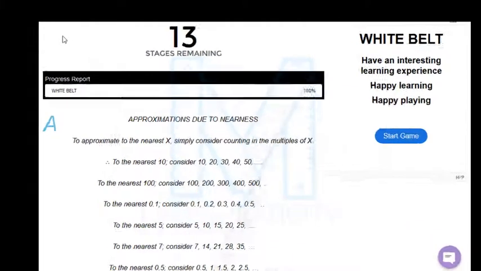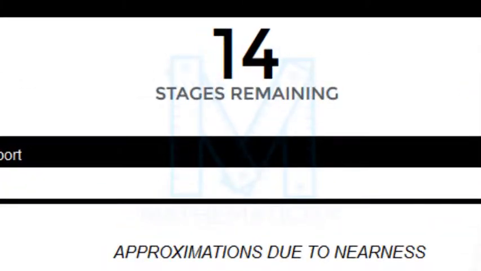Welcome to Math City Games, the first stage of Approximation 2. Here we want to show you another method of approximating, and we'll begin by showing you approximations due to nearness.